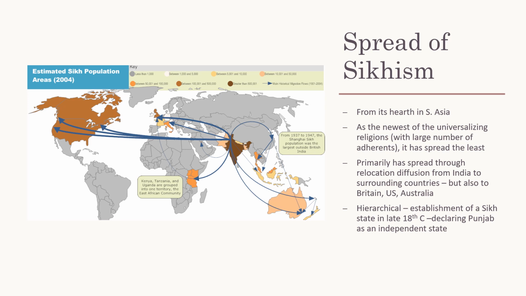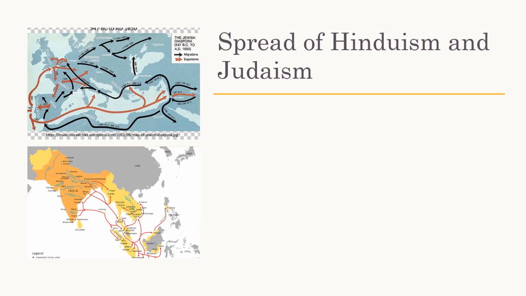There were some attempts in the 18th century where a Sikh state was established in Punjab, as a response to attempts at spreading of empire in India, and then again when colonization occurred against the British, and then again contagious diffusion, very similar to all of the other universalizing religions, where people would just spread the word from here. The spread of Hinduism and Judaism.